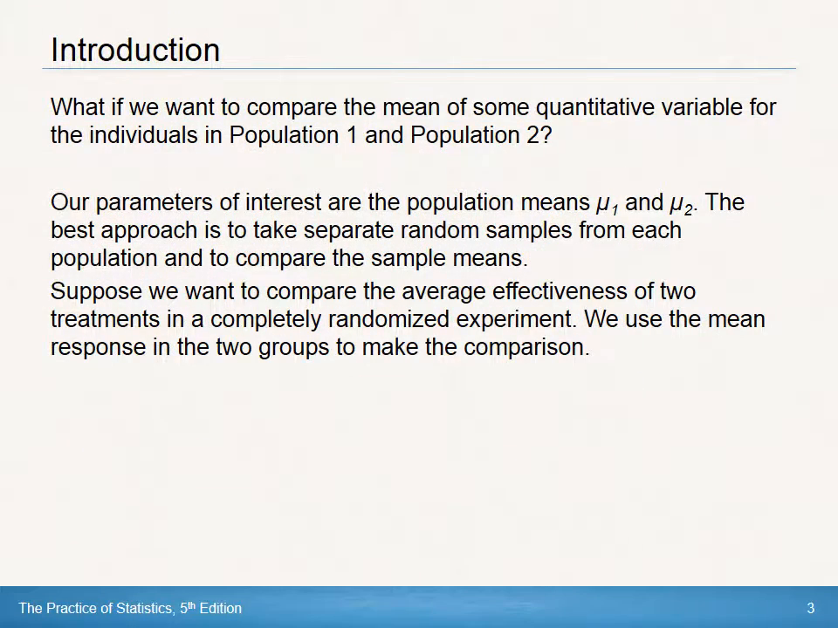So what if we want to compare the mean of some quantitative variable for the individuals in population 1 and population 2? Our parameters of interest are the population means, mu sub 1 and mu sub 2. The best approach to take is to take separate random samples from each population and to compare the sample means. Suppose we want to compare the average effectiveness of two treatments in a completely randomized experiment. We use the mean response in the two groups to make the comparison.